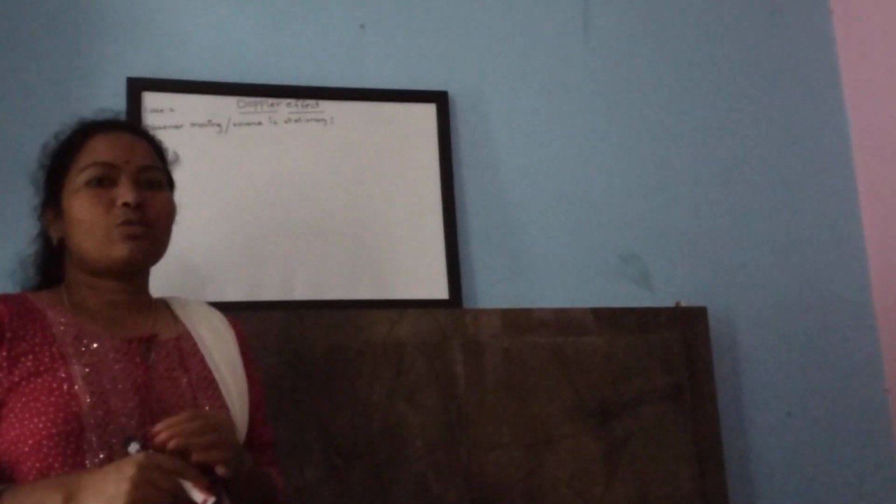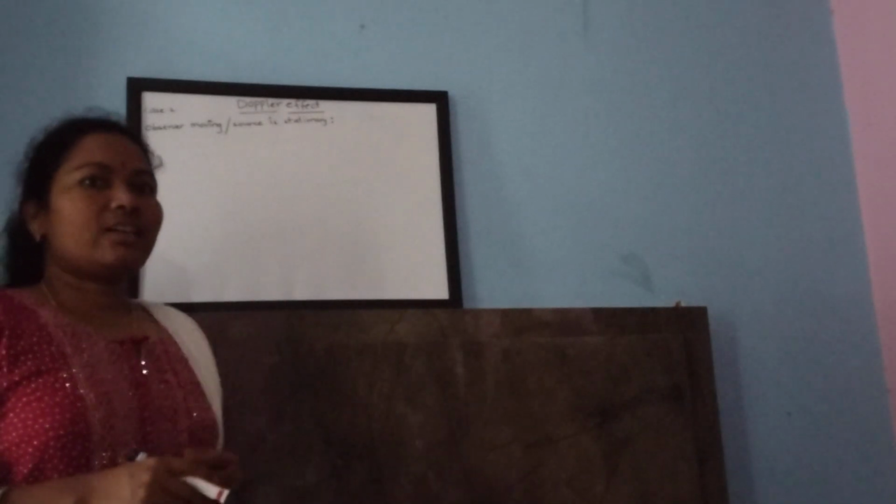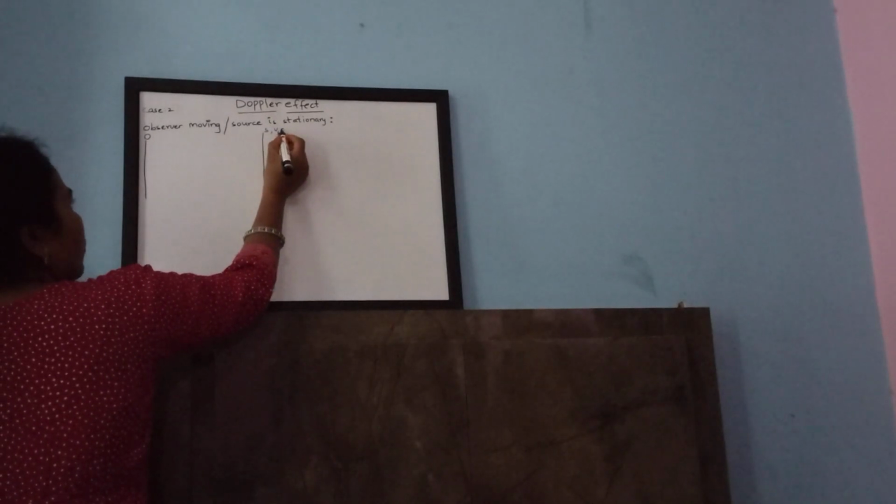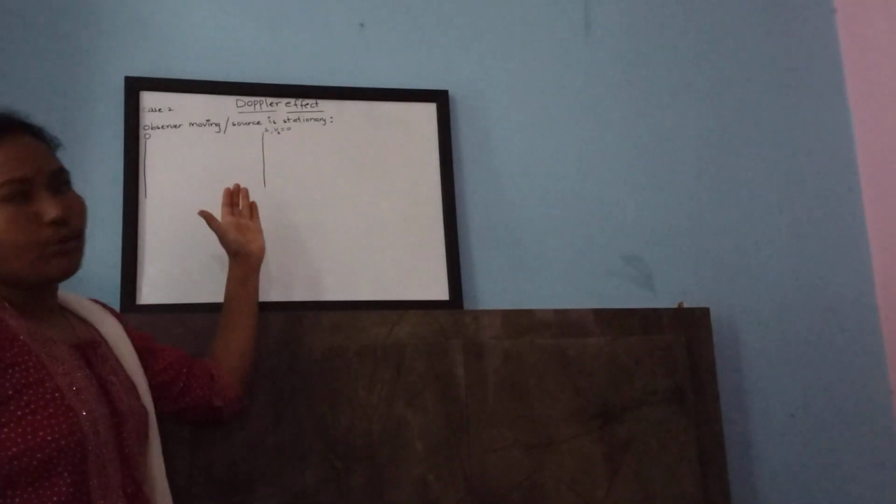In this session, we are going to discuss the second case in the Doppler effect, that is, when the observer is moving while the source is stationary. For that, again, we consider an observer O and the source S, whose velocity Vs is equal to 0. That means the source is in a stationary position.